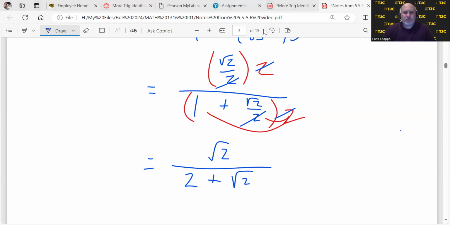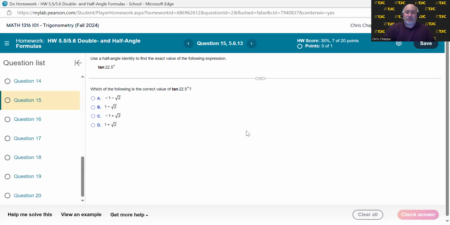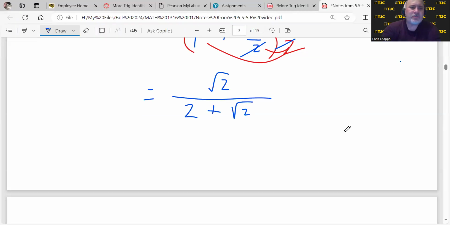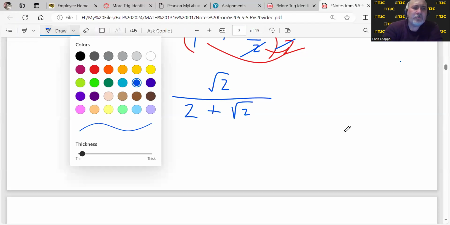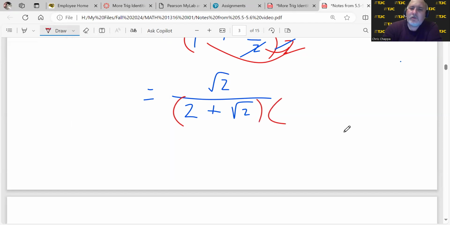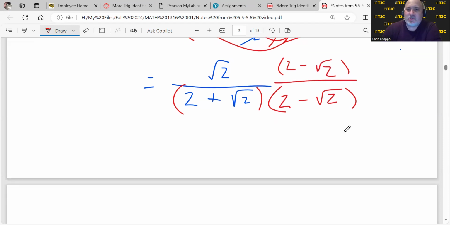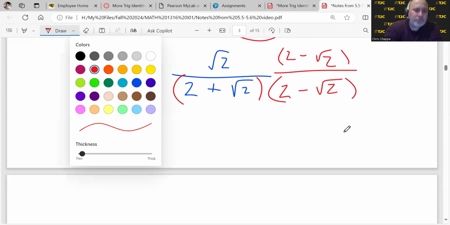Well, not if our goal is to get one of these, which still have no fractions. So how do we make that happen? Well, when you want to get rid of an addition or subtraction problem in the bottom of a fraction that has a square root in it, you multiply by the conjugate. So we're going to multiply both sides by the conjugate of the denominator, which is formed by simply changing the plus in the middle to minus. We're going to multiply both sides by 2 minus the square root of 2.